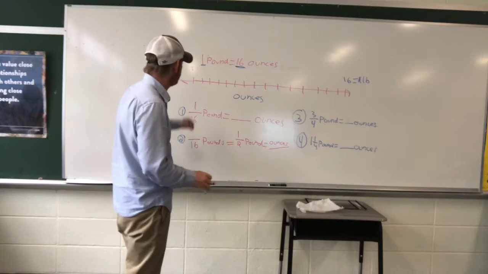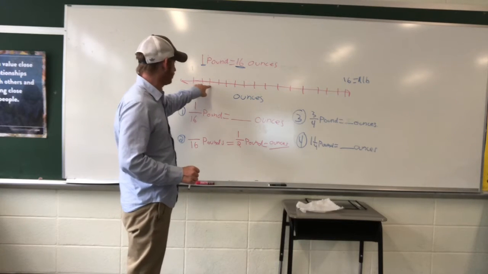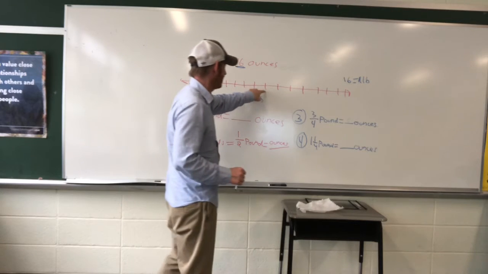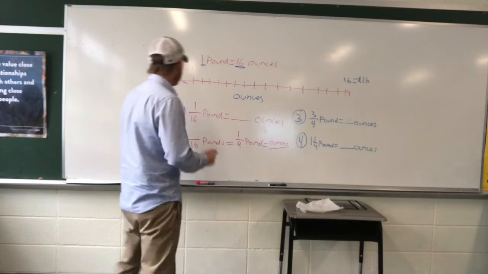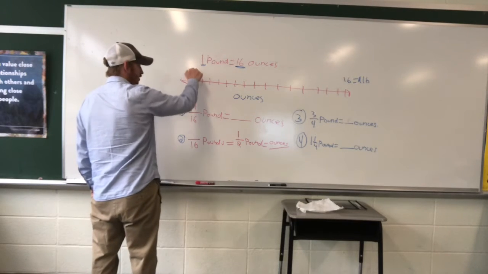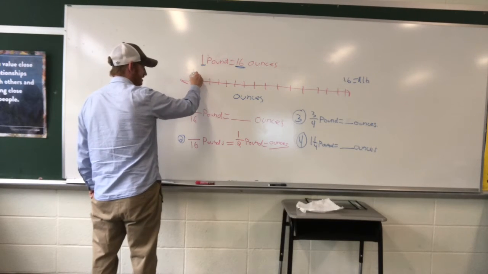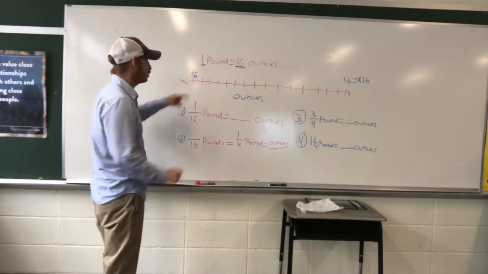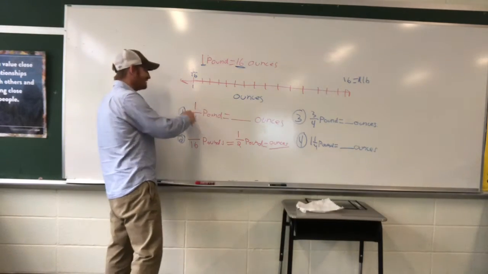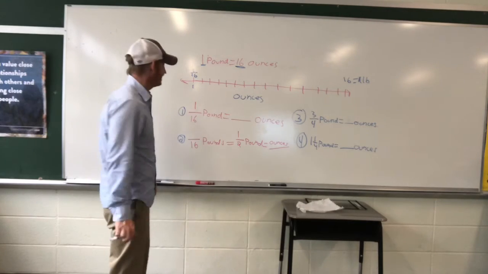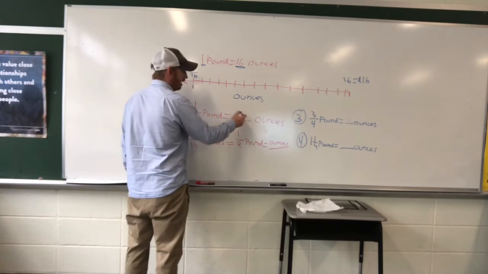1/16 of a pound. Well, 1, 2, 3, 4, 5, 6, 7, 8, 9, 10, 11, 12, 13, 14, 15, 16. We have one of them, which is right here, 1 over 16. It's also just 1 ounce. So 1/16 of a pound is equal to 1 ounce.